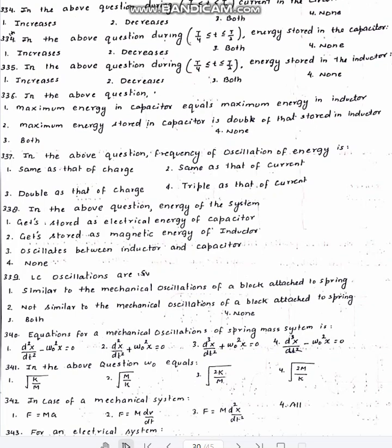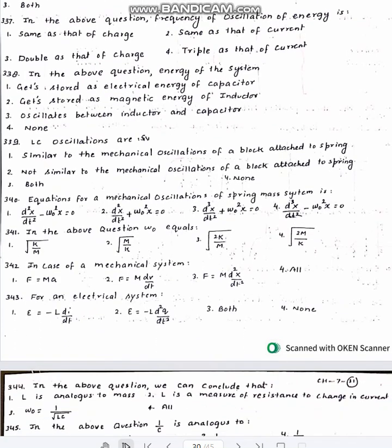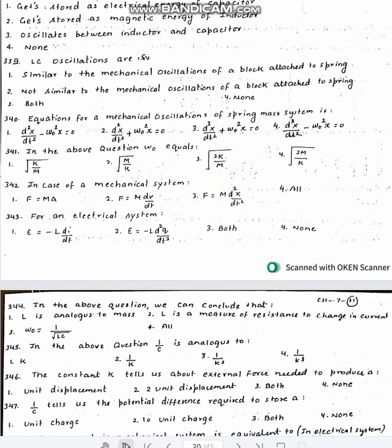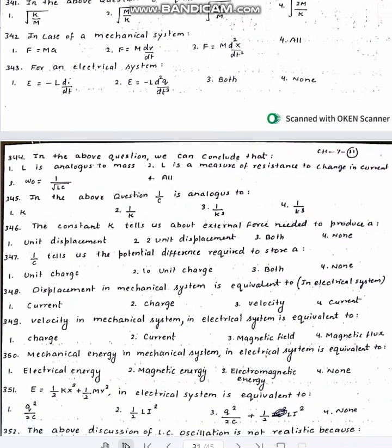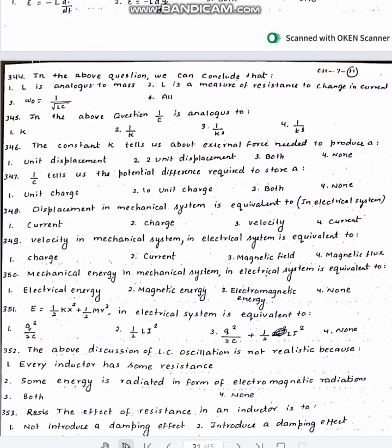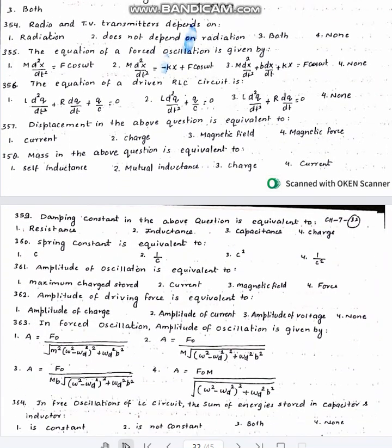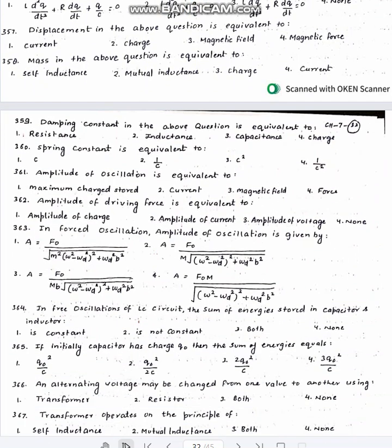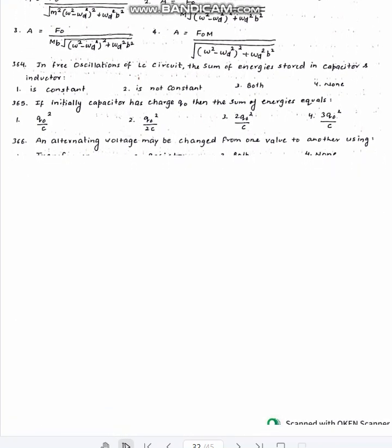Then we have frequency of oscillations, then energy of the system, then LC oscillations, differential equation for that, the angular frequency of oscillations, then mechanical system equivalence, then electrical system equivalence. Then there is analogy between electrical and mechanical oscillations, displacement, etc. Then we have the concept of total energy of the system. Then we have the concept of radio television transmitter, differential equation in RLC circuit, displacement is equivalent to what, concept of forced oscillations. Then we have sum of energies on that.